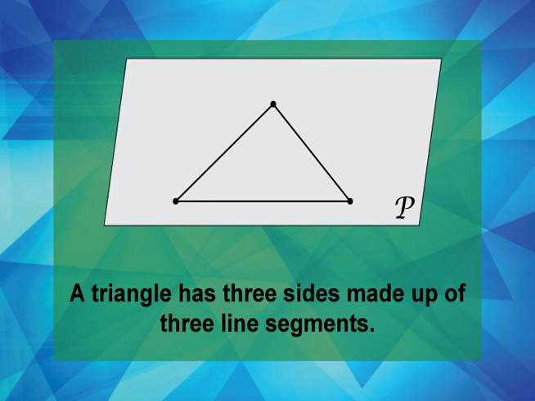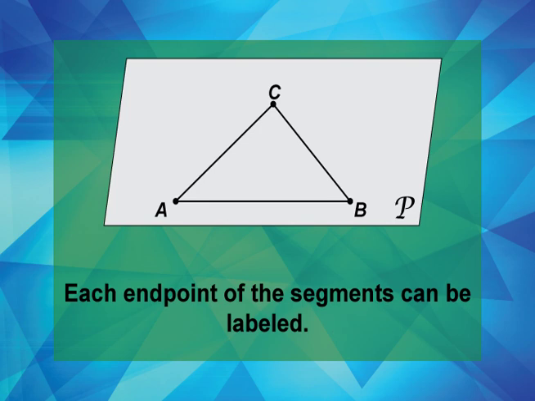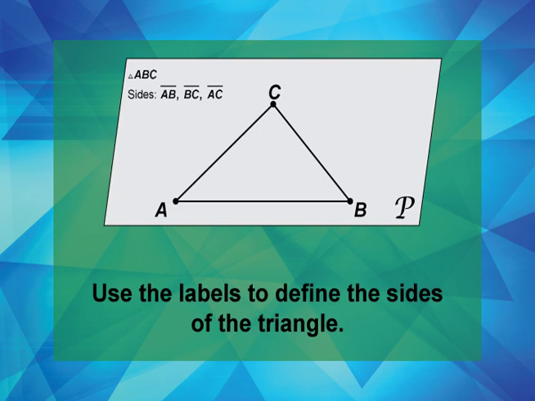See the three segments that make up this triangle? Each endpoint of the segment can be labeled. This is triangle ABC. Use the labels to define the sides of the triangles. Triangle ABC has sides AB, BC, and AC. Each of these sides is a line segment.